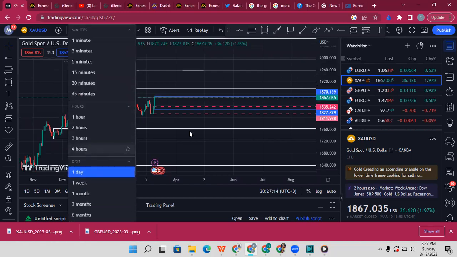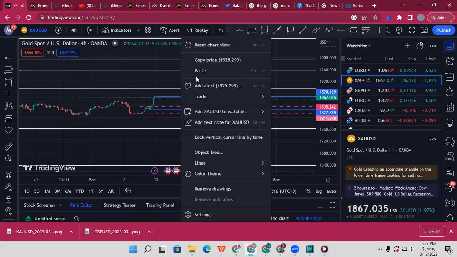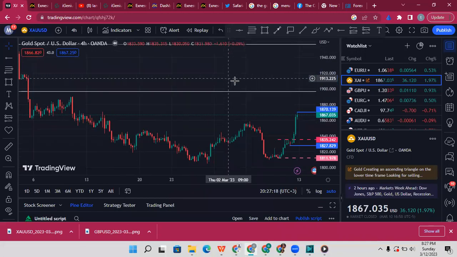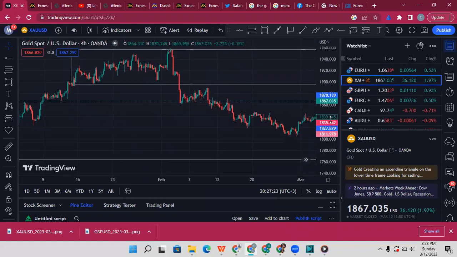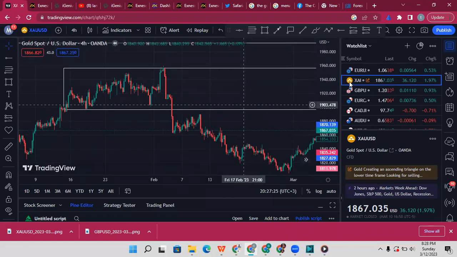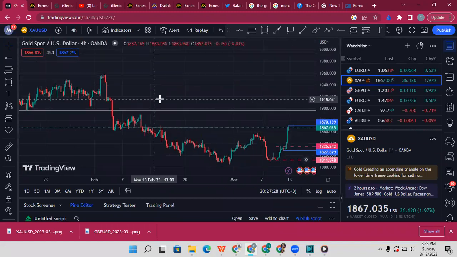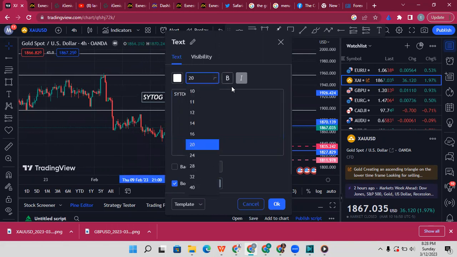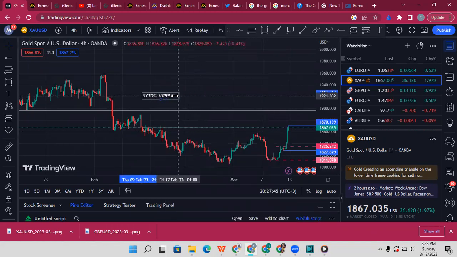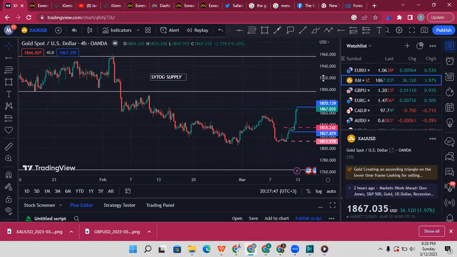I'll still move into the 4 hours time frame, just trying to really make sure my areas are drawn perfectly. You can see this is a main supply level. Strong supply, strong supply, strong supply.